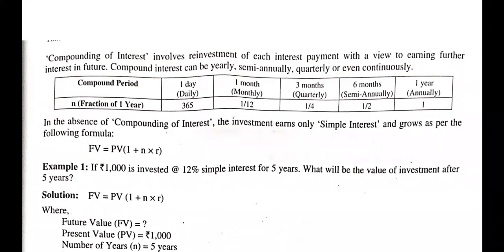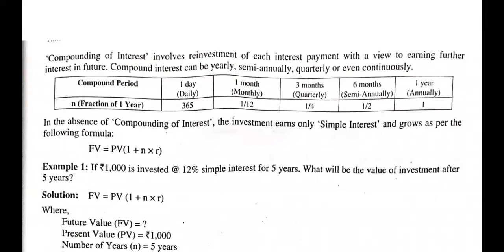Quarterly means it is done generally for every 3 months. There are totally 12 months, so how many quarters? 4 quarters. Like January, February, March is the 1st quarter. April, May, June, 2nd quarter. July, August, September, 3rd quarter. October, November, December, 4th quarter. Likewise, there are 4 quarters in a year, so 1 divided by 4. Then monthly, as we know there are totally 12 months, so 1 divided by 12. And daily, if anybody does it continuously, it is 365 days they will do as compounding.